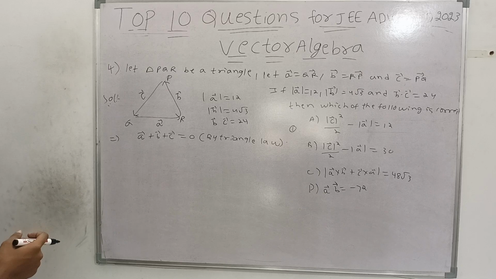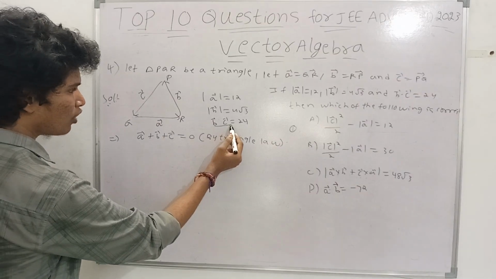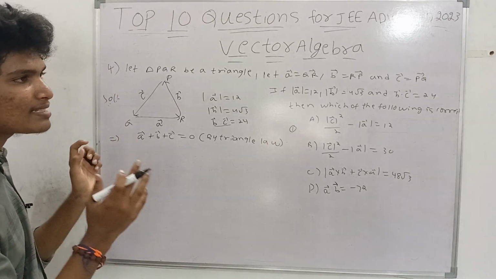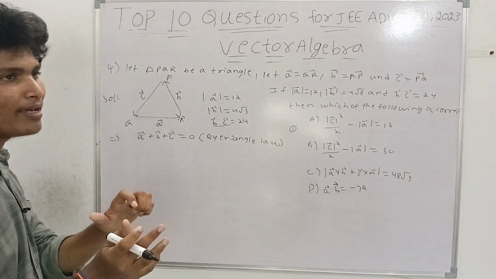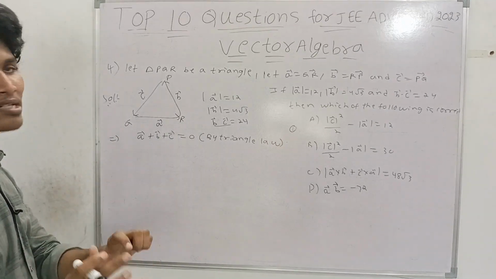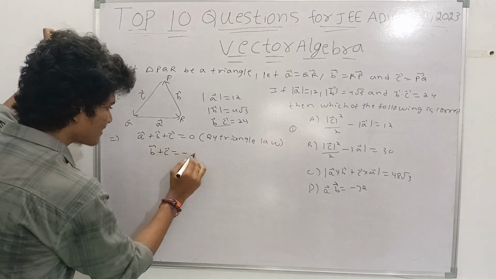How can we find B dot C? It is given. So how is B dot C generated? When (B plus C) whole square is split, we get mod B square plus mod C square plus 2 B dot C. So I have to take B vector plus C vector equal to minus A vector.